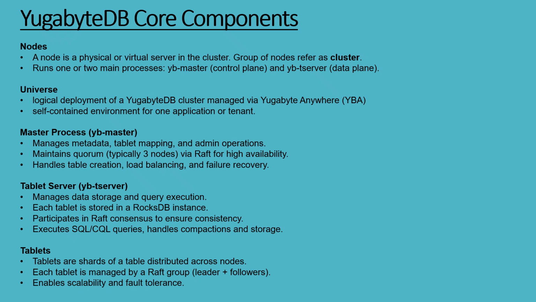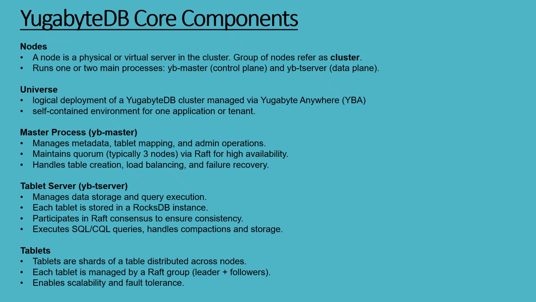Nodes are the fundamental building blocks of a YugabyteDB universe. They work together to distribute the data, ensure high availability, and support horizontal scaling. As you add more nodes to a cluster, YugabyteDB automatically redistributes tablets and balances the load across the nodes. In production deployments, nodes are usually spread across multiple availability zones or regions to provide fault tolerance and resilience against failures.